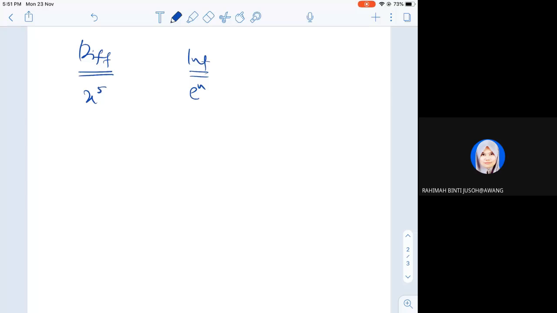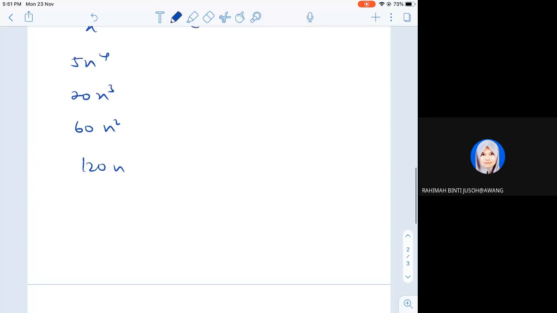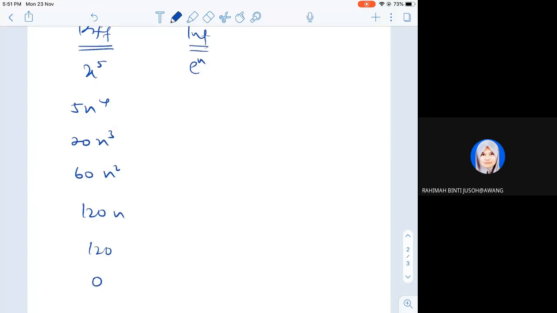Okay, now x to the power of 5 ni you kena differentiate sampai dapat 0 kan, saya pesan tadi kan? Until get 0. Okay, so we will have 5x to the power of 4 and then 20x to the power of 3 and then 60x squared and then 120x and then we have 120 and then 0. Okay, you will have 1, 2, 3, 4, 5, 6, 7 step. You have to put plus minus plus minus plus minus lah, of course, sampai dapat 0.